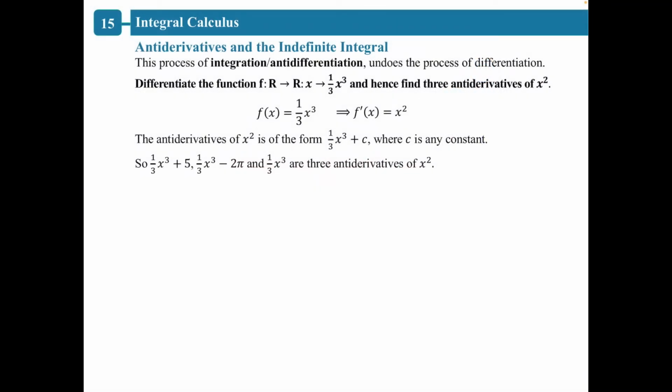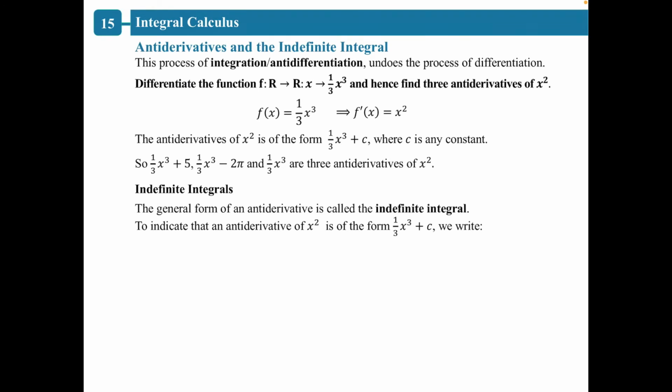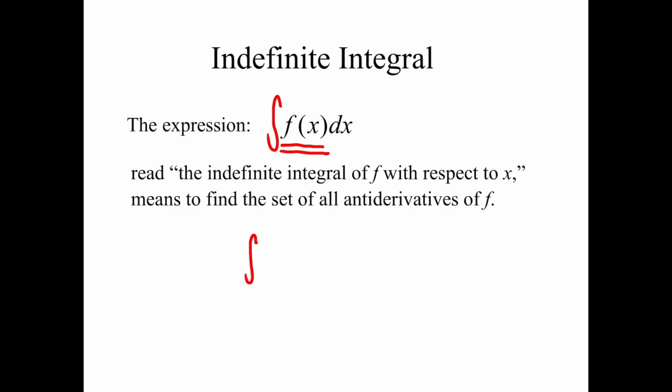Three antiderivatives of x squared could be 1/3 x to the power of 3 plus 5, 1/3 x to the power of 3 minus 2 pi, 1/3 x to the power of 3 plus 0. The general form of an antiderivative is called an indefinite integral, i.e. 1/3 x to the power of 3 plus c is an indefinite integral. This means that we do not know what c the constant is, but we assume that when we're given the slope, or the derivative, and we work backwards to find the function, that there may have been a constant value that I do not know.